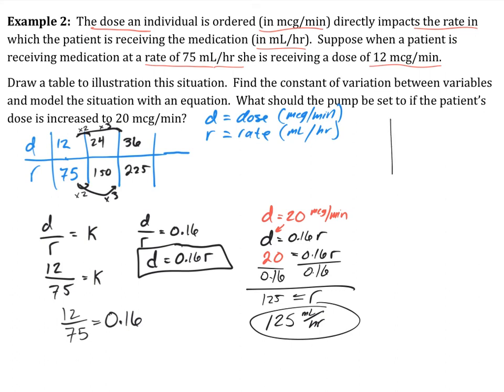Once again, if you wanted to check your work, you can try to set up a proportion. 12 micrograms per minute over 75 milliliters per hour needs to be equivalent to 20 over what, if the dose is increased to 20? What is that in milliliters per hour? So if you cross multiply here or consider any of the other methods that we learned, you should get 125. But again, in these problems, we want to introduce variables. We want to find that formula, that equation, so we can use it for future problems and not have to set up a proportion all the time.